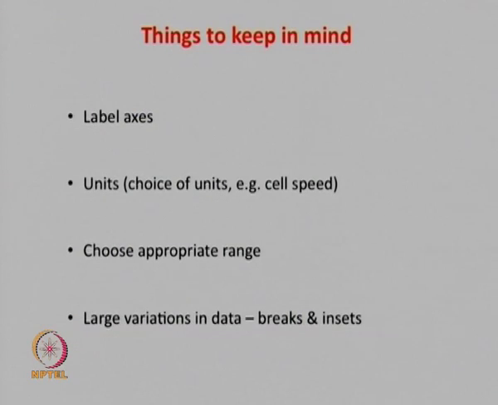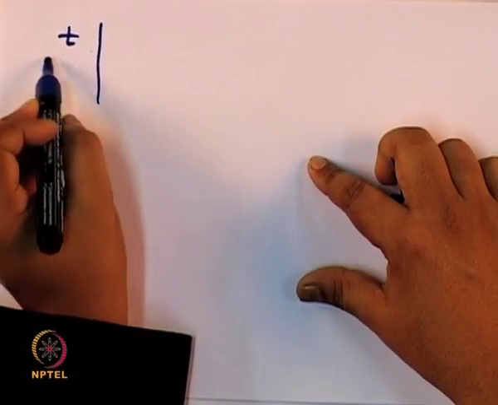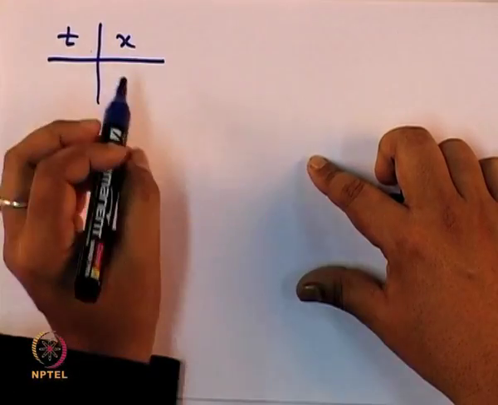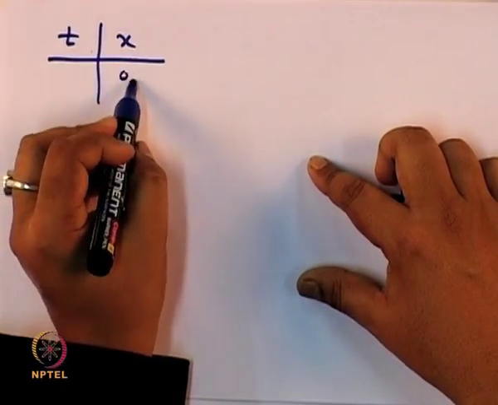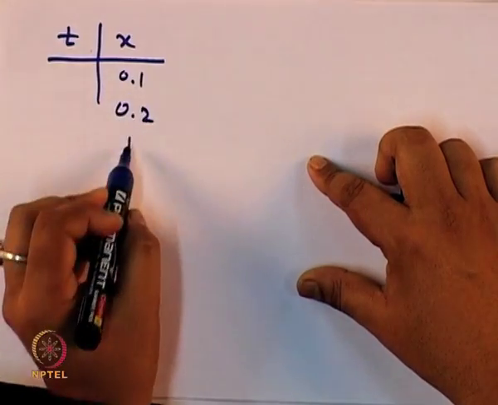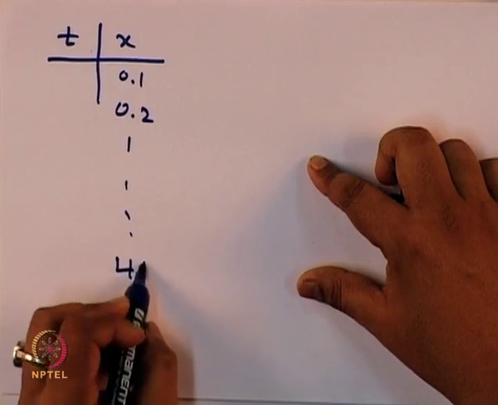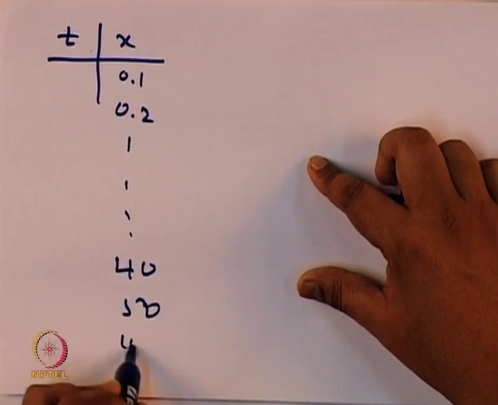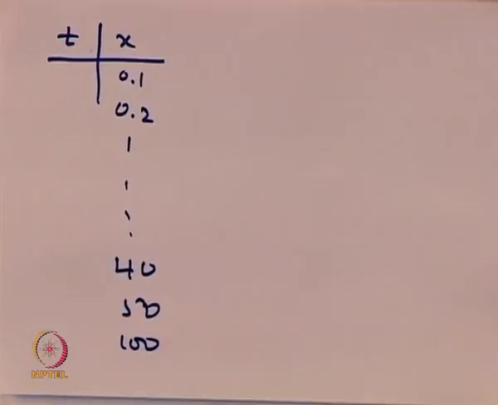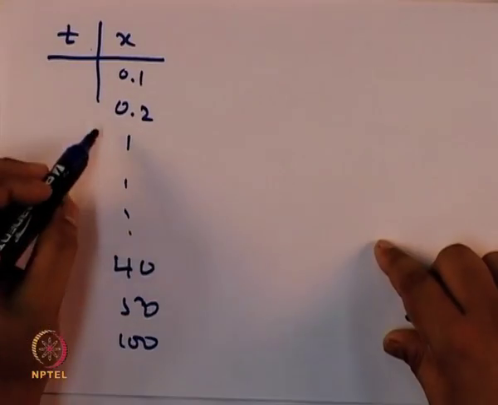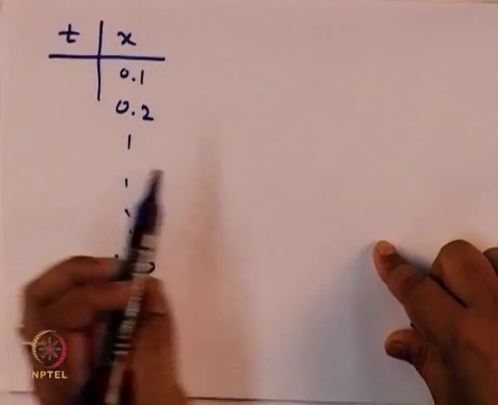Okay. The other important thing to note is when you have large variations in data. Let us say this is my time axis and this is my x axis, and x values are either very low values like 0.1, 0.2, 1, and then suddenly the next value goes to 40, 50, 100. So, it is very difficult to represent all these values of x in the same plot. So, there are two approaches.